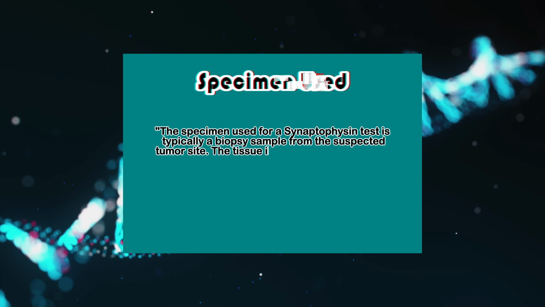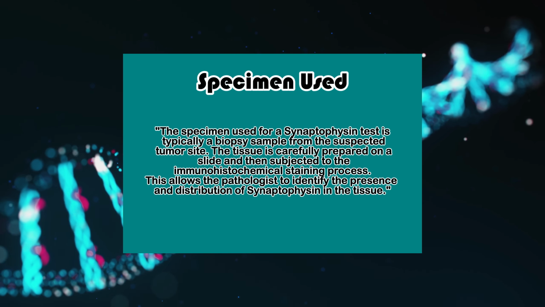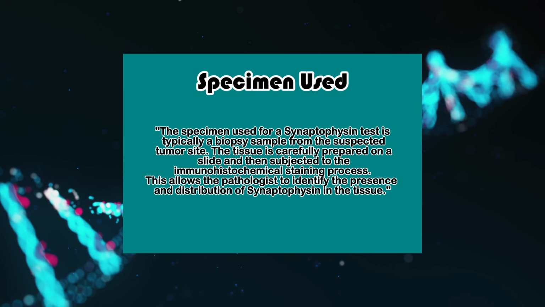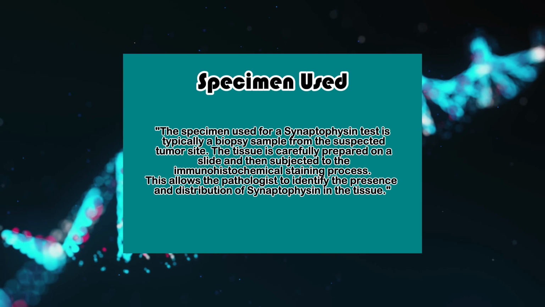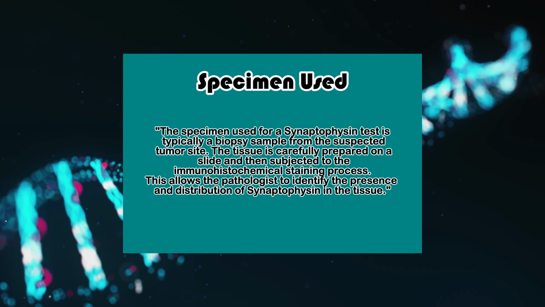Specimen used. The specimen used for a synaptophysin test is typically a biopsy sample from the suspected tumor site. The tissue is carefully prepared on a slide and then subjected to the immunohistochemical staining process. This allows the pathologist to identify the presence and distribution of synaptophysin in the tissue.